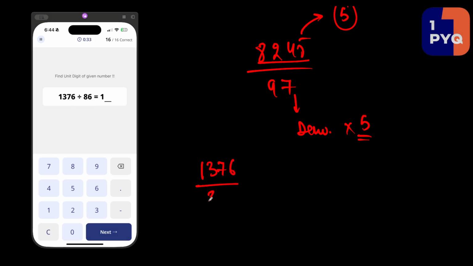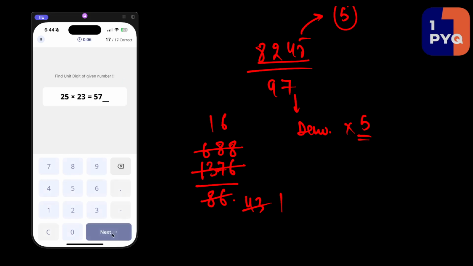1376 divided by 86, I'll have to use smaller tables here because we don't have that much scope. It's going to go with the table of 43, but let's go with the smaller tables. Okay, 43, then 2 6s are 12, 2 8s are 16, 43 ones are 43. So 6 is going to be the answer. 3 5s are 15, so this is going to be 5.